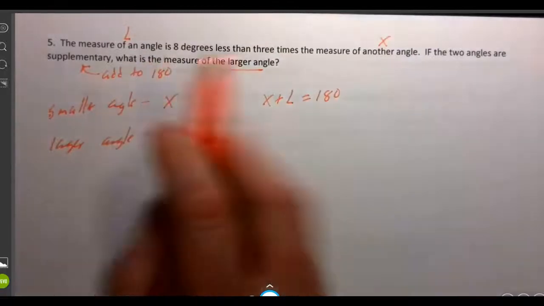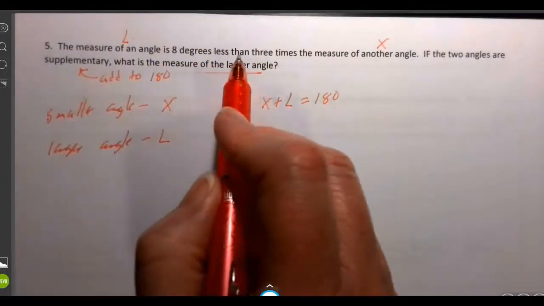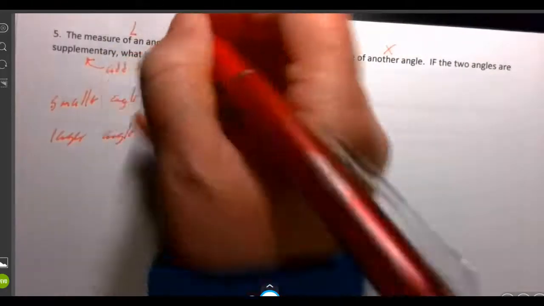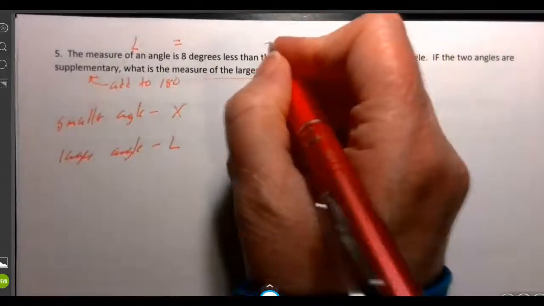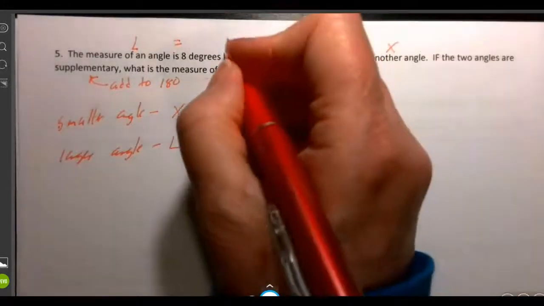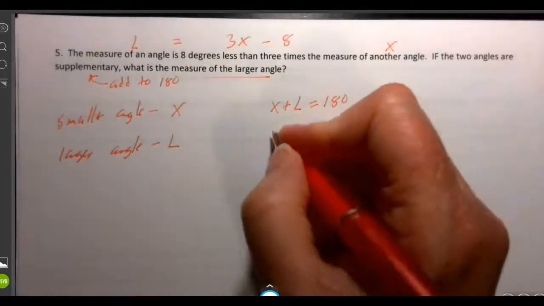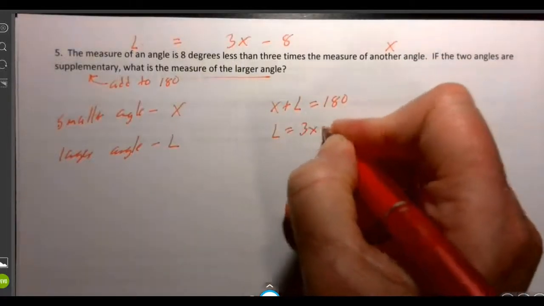Now what I can do is just go left to right. L is 8 degrees less than. So L equals 8 degrees less than. So less than, I'm going to flip it to the back, 3 times the other one. That's not as obvious, and that goes back to what we had to do before, but that is our other equation. L equals 3x minus 8.